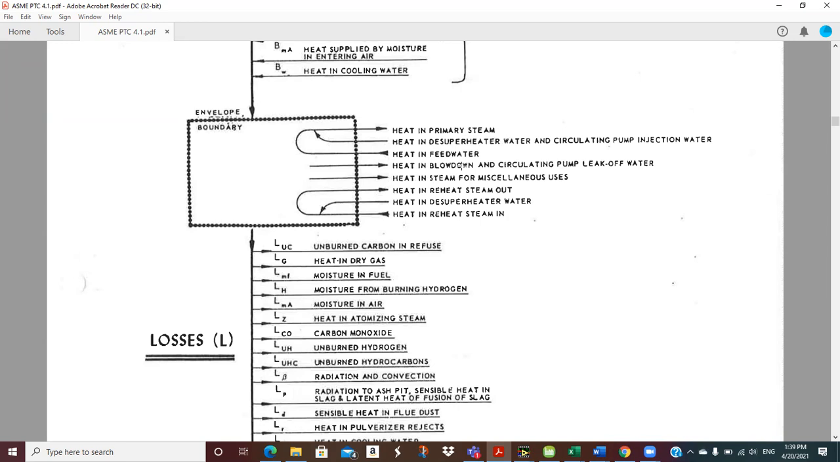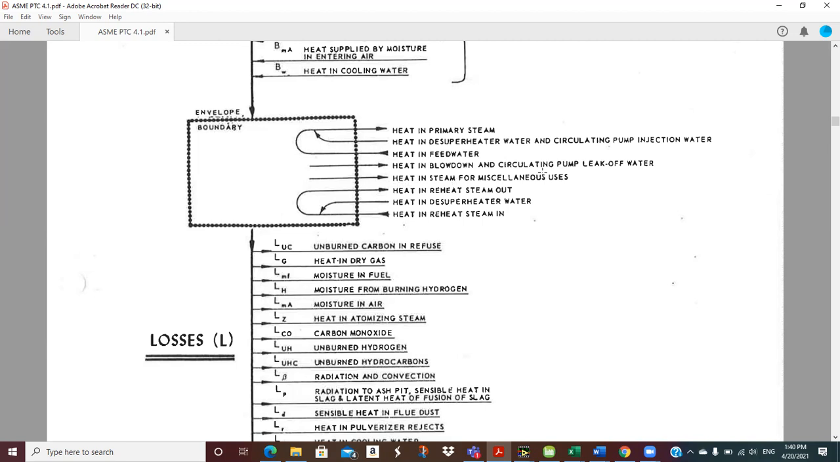And then we've got heat and blowdown. So we bring out blowdown, and that's to keep the level of impurities in the boiler water at the appropriate level so we don't get scaling. And then circulating pump leak off water. A lot of times those have packing, and packing glands leak and stuff like that. So understand that. That's energy leaving.